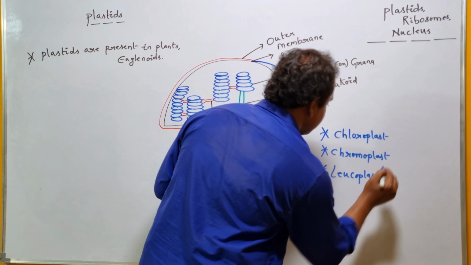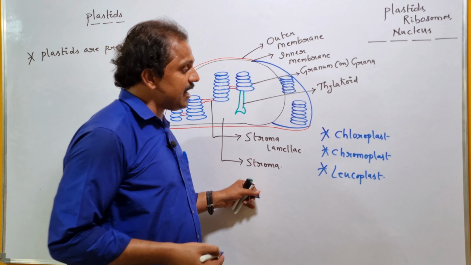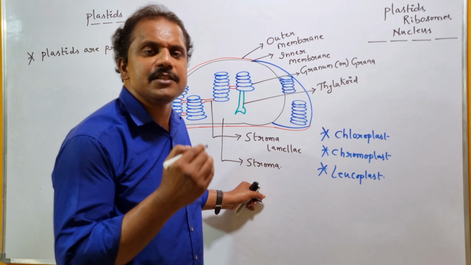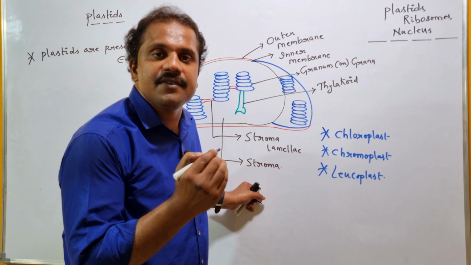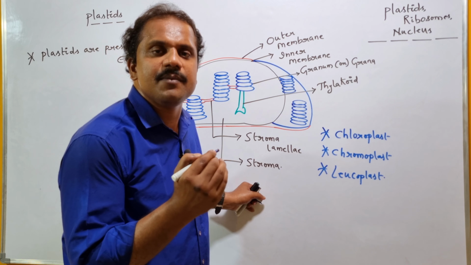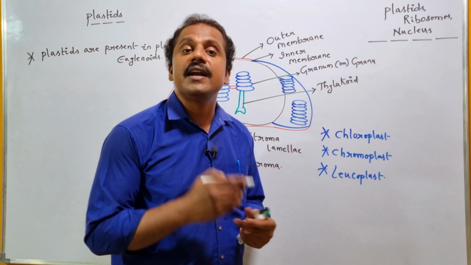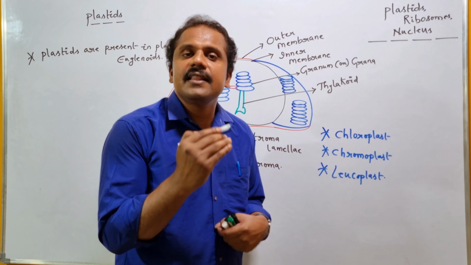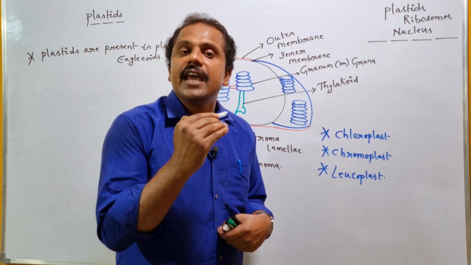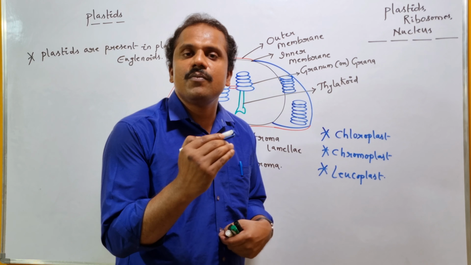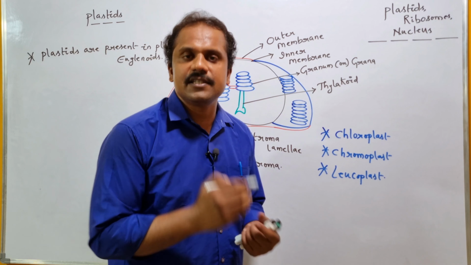So at first, if we consider the chloroplast, as the name itself suggests, it is the specific plastid which is enriched with a specific pigment, which is nothing but what? Chlorophyll. Chlorophyll is the specific pigment which is responsible for trapping the sunlight and converting the sunlight into chemical energy in order to synthesize food molecules like sugars during the photosynthesis mechanism.